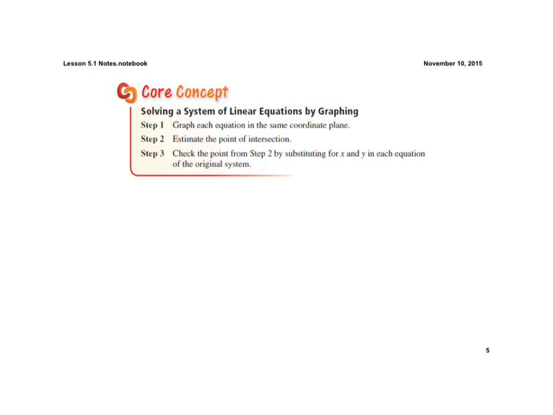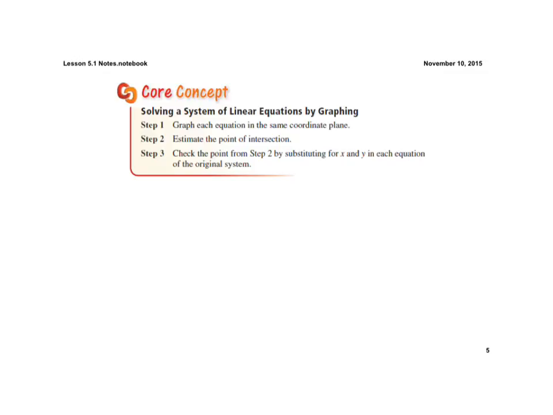Now, the core concept here is we really want to be able to solve a system of linear equations by graphing. The steps that we're going to use are: first, graph each equation on the same coordinate plane. Second, estimate the point of intersection. Third, check the point from step 2 by substituting for x and y in the equations of the original system.